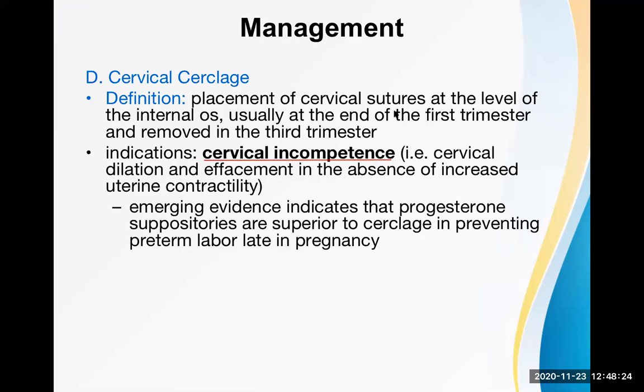So placement of a cervical suture at the level of the internal os, usually at the end of the first trimester, which should be removed in the third trimester to allow delivery to occur, is known as cervical cerclage. Now, this cervical cerclage has different types. If there is some time, we'll talk about that in the subsequent classes. Some important sutures are put there, like the McDonald suture and the Shirodkar suture. Let's move on.